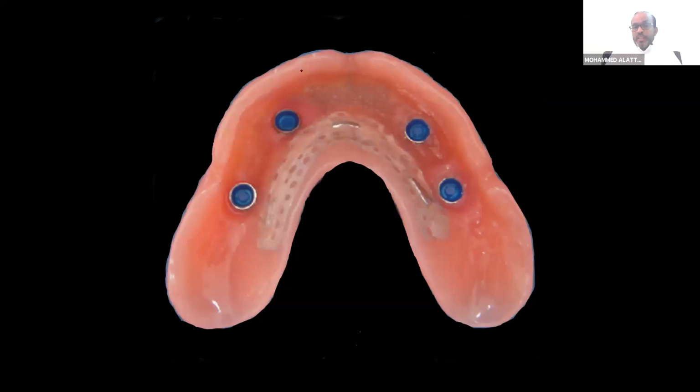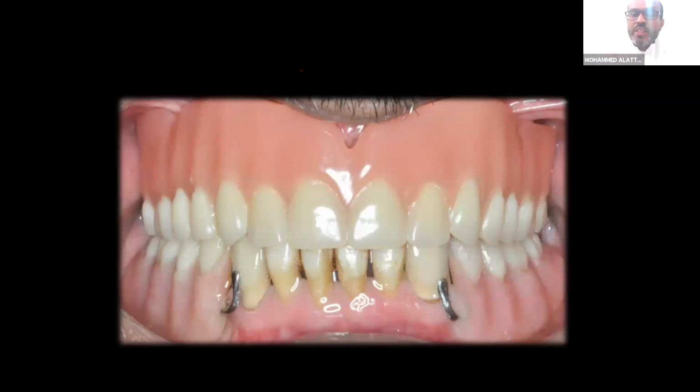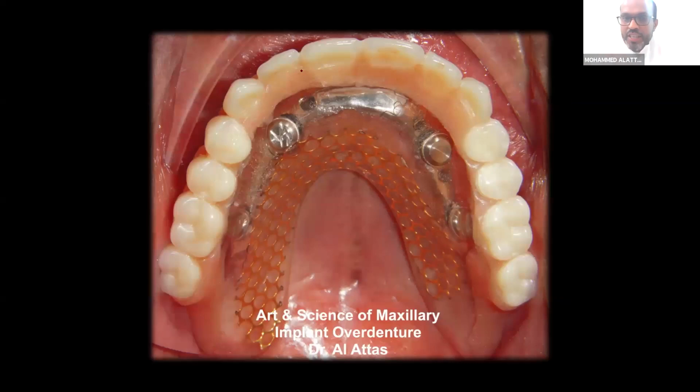I inserted this patient's implants in 2012, and we have the patient until now. He came to us and we changed his final maxillary prosthesis with some art, as the patient asked us to do it with some art. We did a gold mesh, and also a transparent part with ortho resins. And we call this one an art and science of the maxillary of artisans.